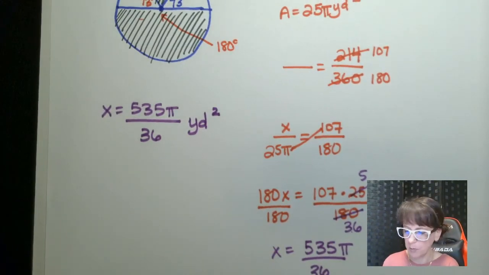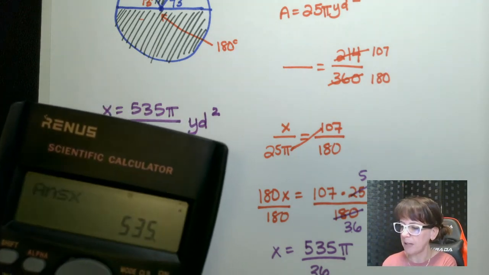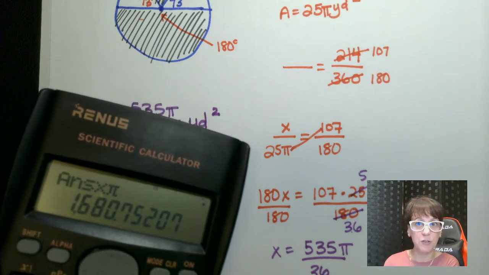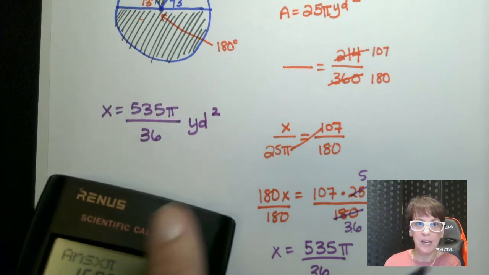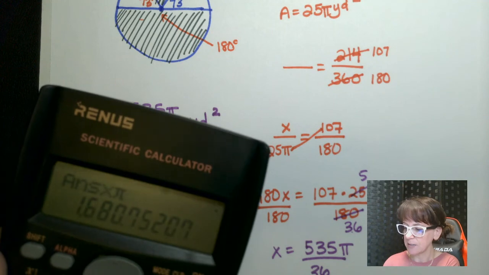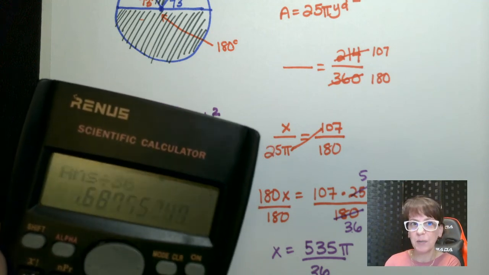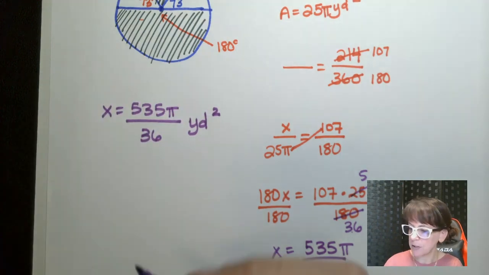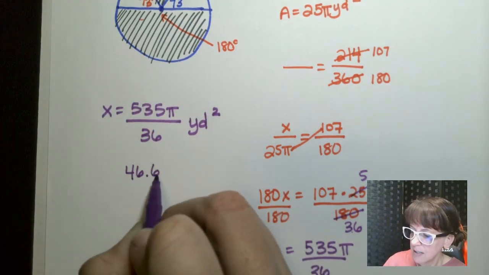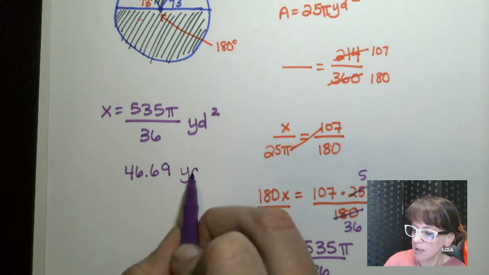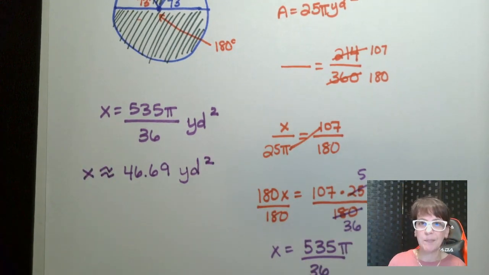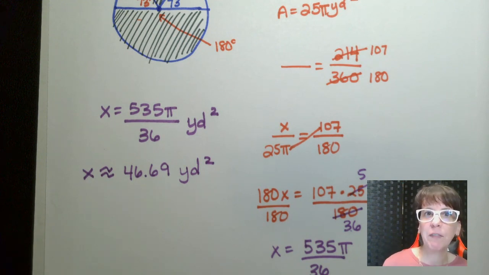Now, to get our decimal, we're going to say 535 and multiply that by the pi button. When we hit equals, you got to do that, otherwise your order of operations will mess it up. Then we're going to divide by 36. So take that and divide by 36, and we end up with 46.69, we'll say. So 46 and 69 hundredths yards squared. x is approximately that for the area. Hopefully this helps you figure out finding the area of the sector, and we'll see you next time.